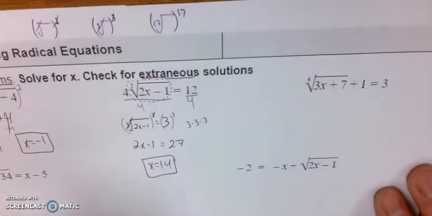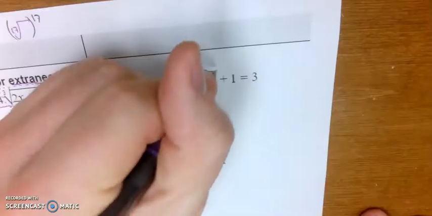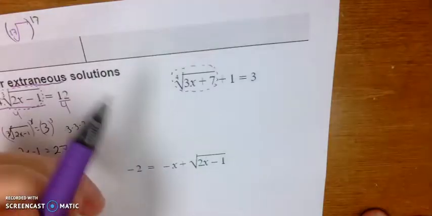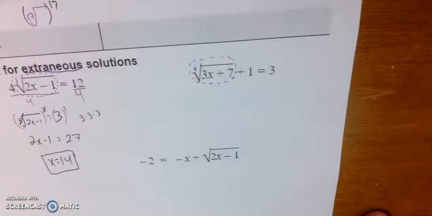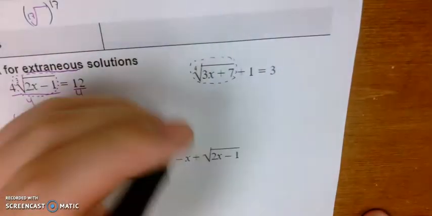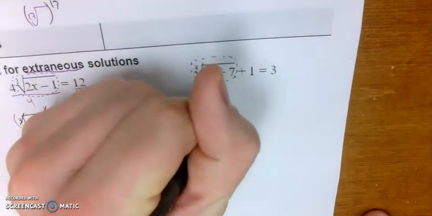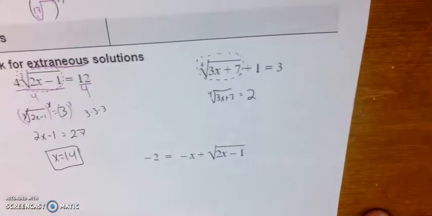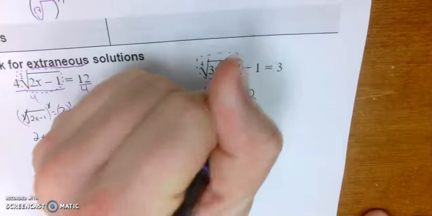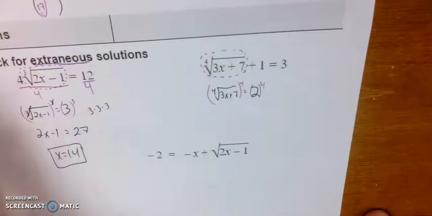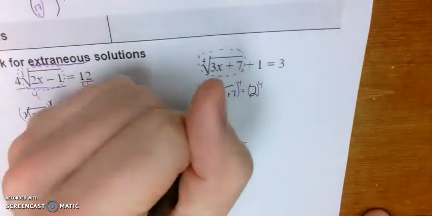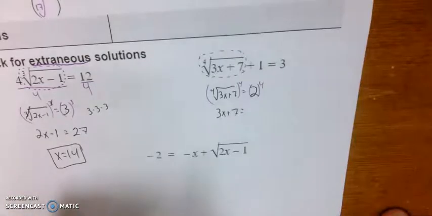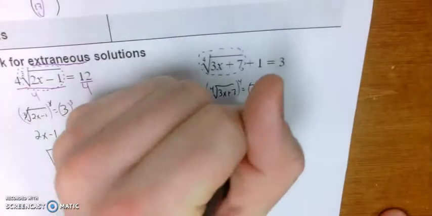All right, second one. Nope, third one. Here we go. I'm already kind of anticipating having to raise things to the fourth power, but I need this radical by itself. Quick fix, let's subtract 1 to the other side. So fourth root of 3x plus 7 equals, that'd be 2. So now we're going to raise both sides to the fourth power, because that's how I get rid of a fourth root. I get 3x plus 7 equals 2 to the fourth power. That is not 8. It is 2 times 2 times 2 times 2, which is 16.